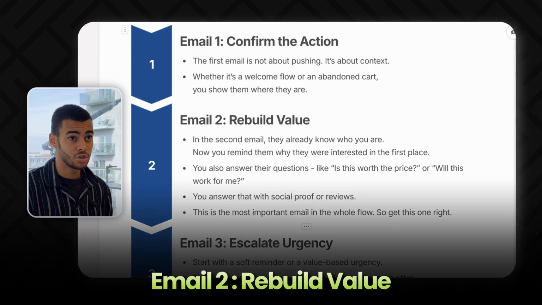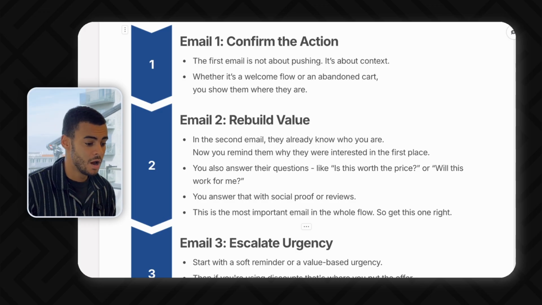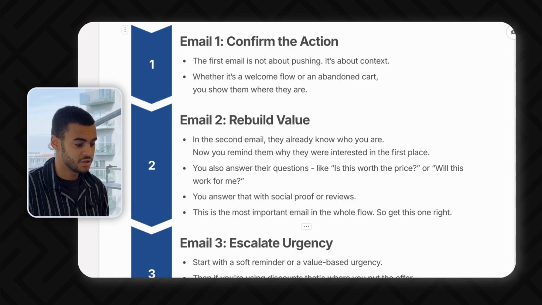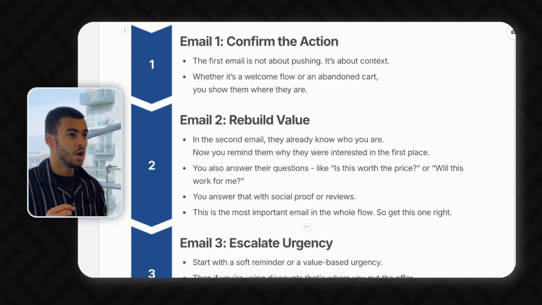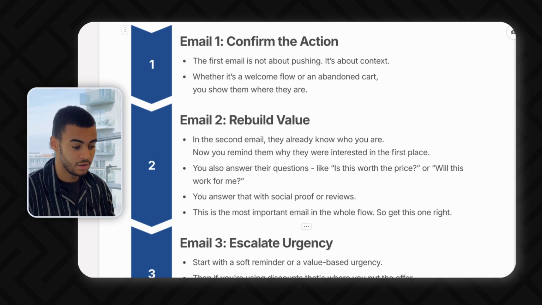Email 2 is also really important, because in the second email the customer already knows who you are, or you just need to remind them why they were interested in the first place. You also need to answer all their questions. Maybe they have questions like, is this product worth the price, or does this product work for me? So try to answer all those questions with social proof and reviews. This is the most important email in all your flows, so you've got to split test and really focus on social proof and reviews.